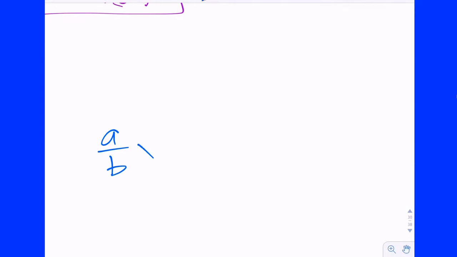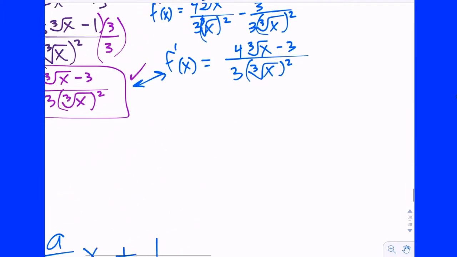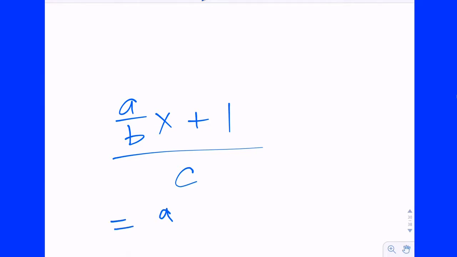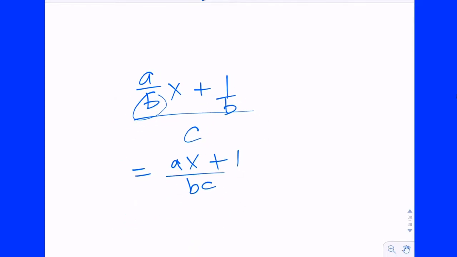Yeah, a over b x plus 1 over c is not equal to ax plus 1 over bc. It doesn't work that way because this b is not a factor of both of them. Now, if it were a factor in both of them, it's essentially factoring it out and bringing it to the bottom. Now it would work.